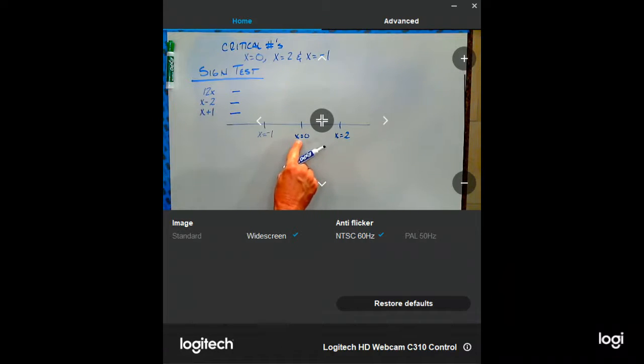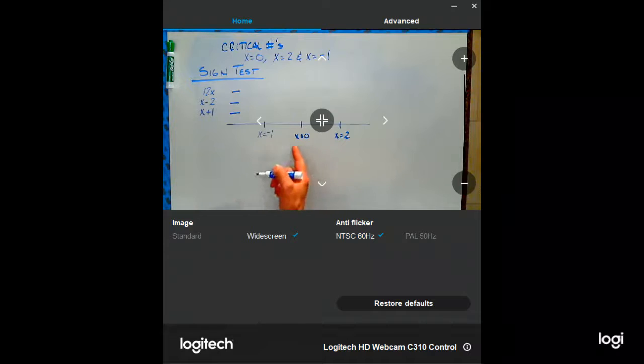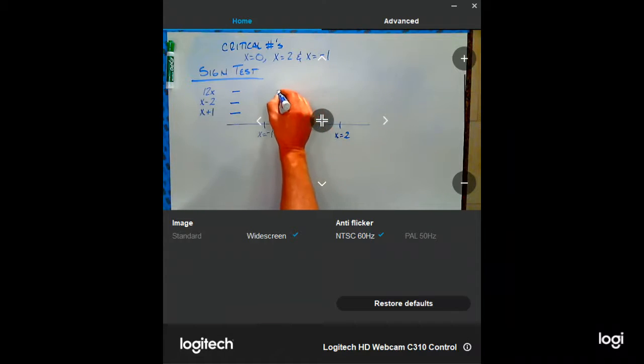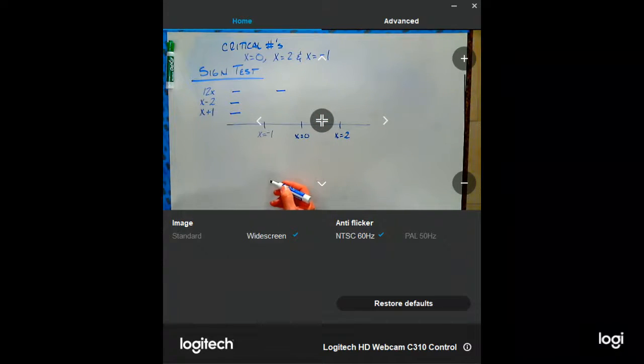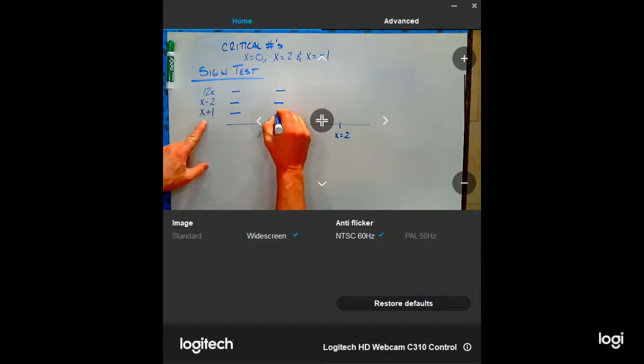Between -1 and 0, of course, we're going to have to do a little bit of thinking. We're going to have to pick a fraction here, so we're going to pick -1/2, right? 12 times -1/2 is going to be -6. That's going to be negative. We'll put a negative sign there. -1/2 take away 2, that's still going to be negative, so we put a negative sign there. Notice it's not particularly important whether or not we find the value. What we really need is just the sign. -1/2 plus 1 turns out to be positive, so we're going to put a plus here.